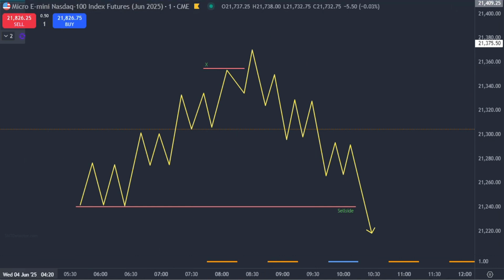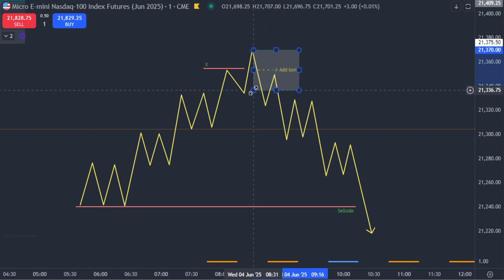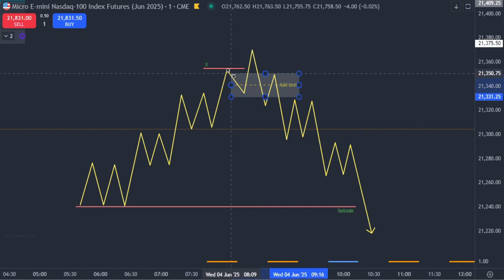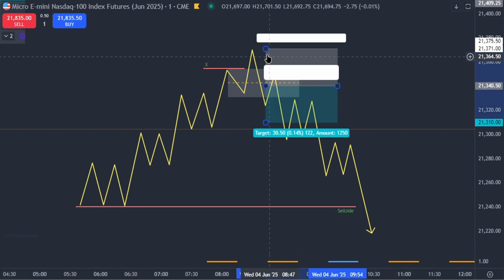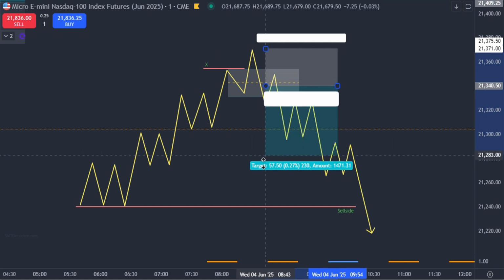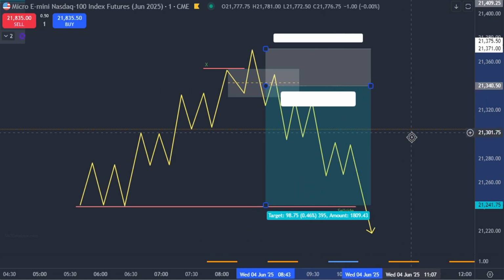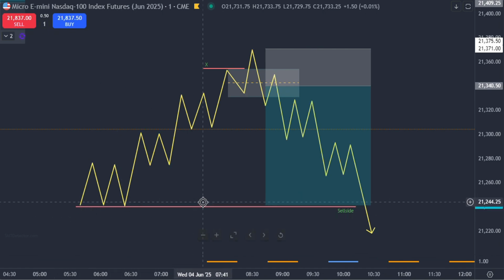And then again, you're going to look for your fair value gap or your order block entry or your breaker. And once it retraces, then target your 1 to 2 or go to the bottom of the hourly low to target the sell side liquidity.